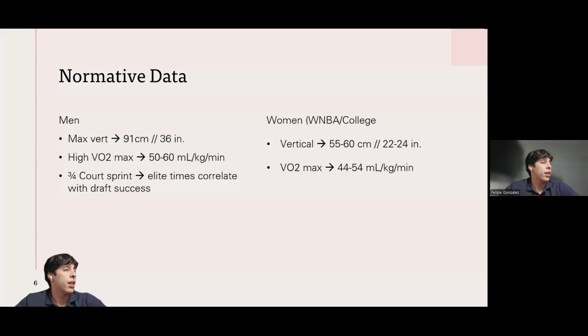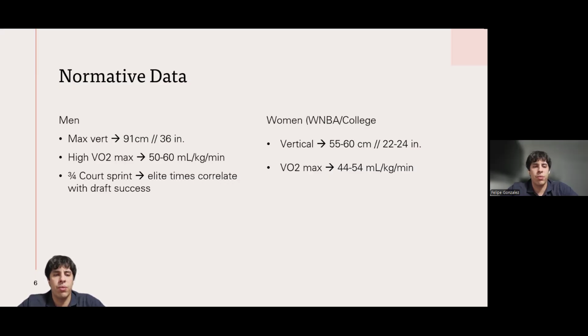Some of the normative data that we can see is that for men's NBA, max vertical would be 91 centimeters or 36 inches. We're going to have a high VO2 max with 50 to 60 milliliters per kilogram per minute, and three-quarter sprints where elite times usually correlate with draft success. As for women, on a WNBA to college level, we're going to see verticals of 55 to 60 centimeters. That means 22 to 24 inches, and a VO2 max of 44 to 54 milliliters per kilogram per minute.